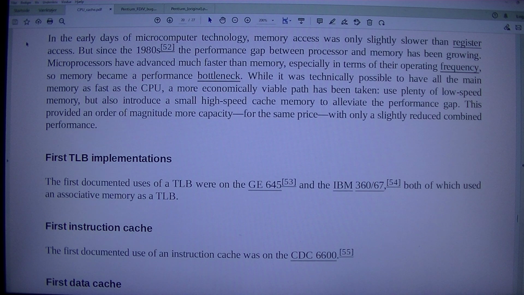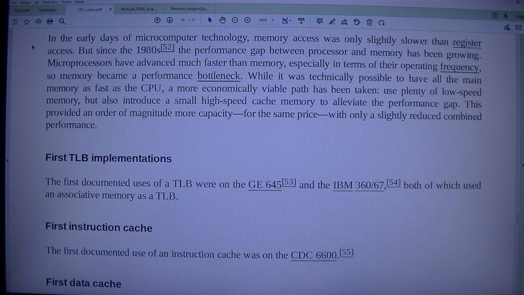Microprocessors have advanced much faster than memory, especially in terms of their operating frequency, so memory became a performance bottleneck. While it was technically possible to have all the main memory as fast as the CPU, a more economically viable path has been taken: use plenty of low-speed memory, but also introduce a small high-speed cache memory to alleviate the performance gap. This provided an order of magnitude more capacity for the same price with only a slightly reduced combined performance.